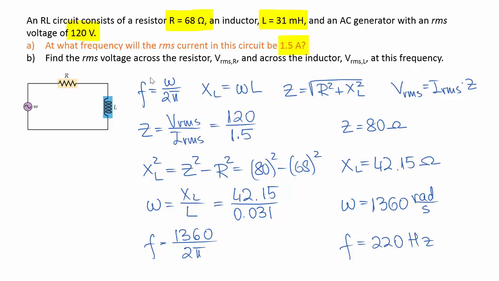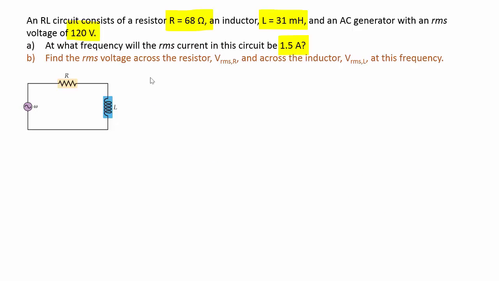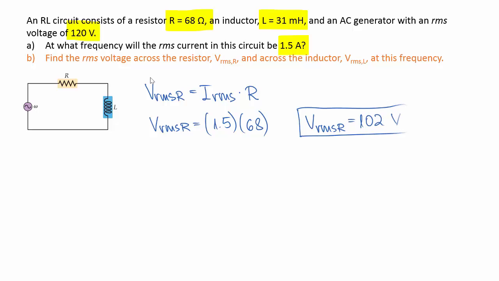Now for the second part of the problem, we need to find the RMS voltage across the resistor and across the inductor for this particular frequency. The RMS voltage across the resistor is calculated as the RMS current multiplied by the resistance. In this case, all we have to do is replace the current with 1.5 amps and the resistance with 68 ohms. And we get that the RMS voltage across the resistor is 102 volts.